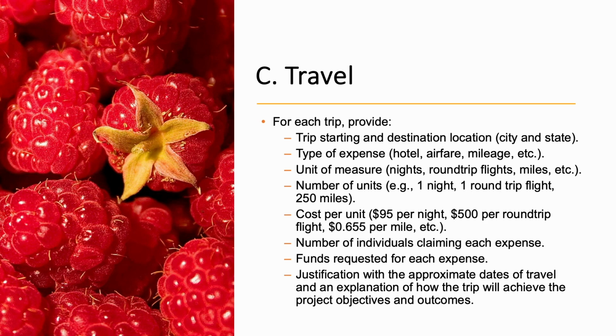Within the same line for each type of expense, specify the unit of measure, the number of units, the cost per unit, the number of individuals claiming that expense, and the total funds requested for the expense. Below the table, indicate the approximate dates of travel for each trip and provide an explanation of how the trip will achieve the project objectives and outcomes. Again, be sure to include the objective numbers from the project objectives and work plan template. And remember to include all trips as activities within the work plan.